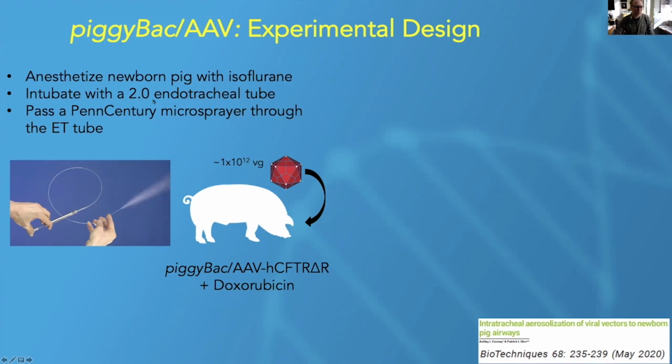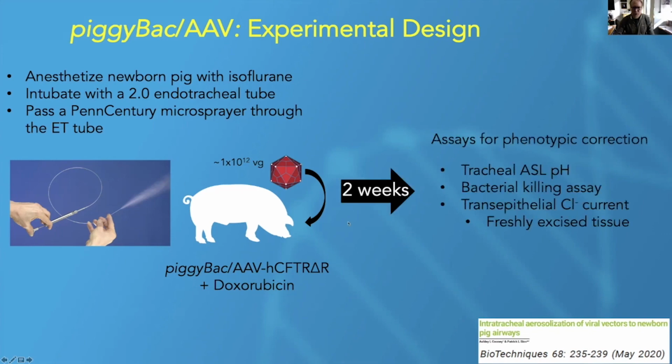You intubate with a 2.0 ET tube and then pass a PennCentury MicroSprayer through the ET tube. The tip of the microsprayer reaches about halfway down the trachea or so, and we deliver 10 to the 12th vector genomes, formulated with doxorubicin. And we wait 2 weeks, give it enough time to express the transgene, and then we assay for phenotypic correction. We looked at multiple metrics, but the three I want to talk about today are ASL pH, bacterial killing, and chloride current. And I'll be carrying this theme throughout my talk.